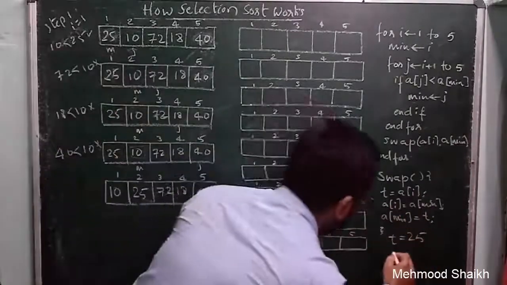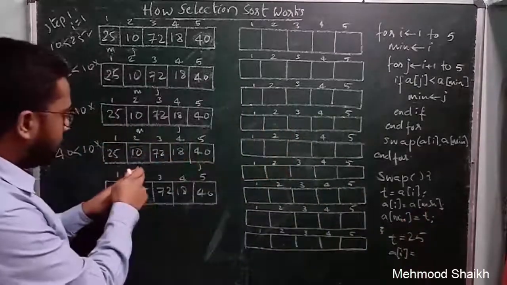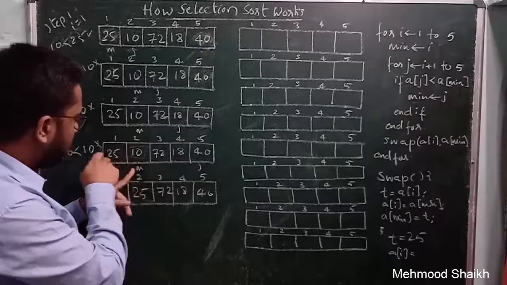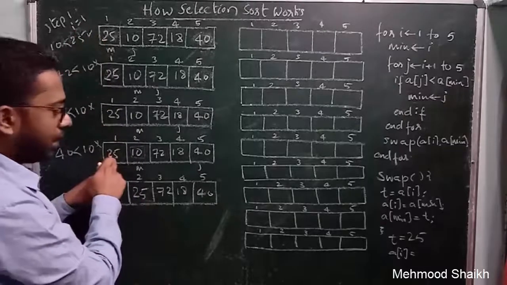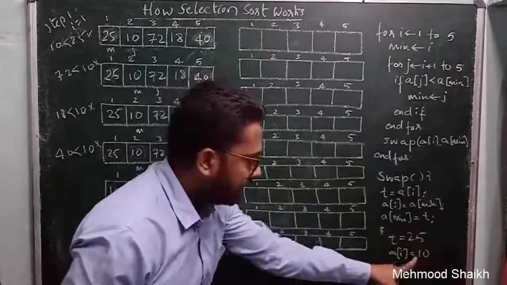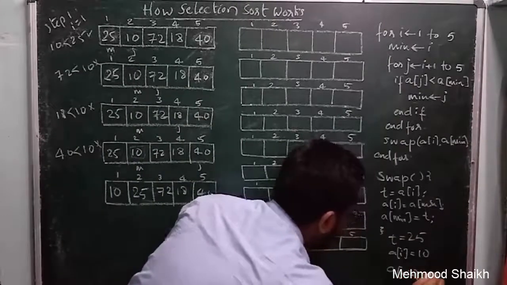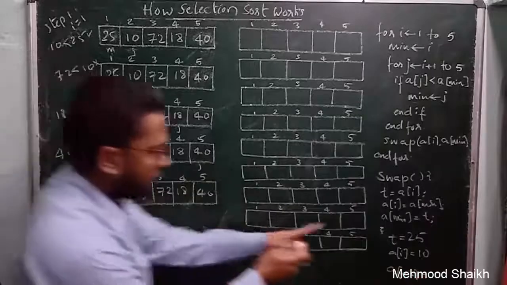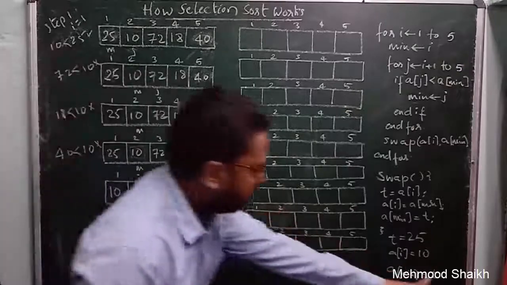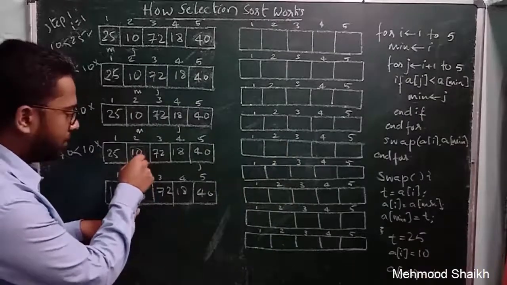And then a of I, in the first location, we will be swapping the a of minimum. We come to know that 10 is the minimum or the smallest element, so we'll pass this smallest element to I, which is 1, the first index of array A here. We'll pass 10 in the first index of this array, and then a of minimum, in the second location, we will pass the value of 25, which is t. t is holding the value of 25, and we will pass that 25 in the second location, where we had come to know that we had the minimum element.